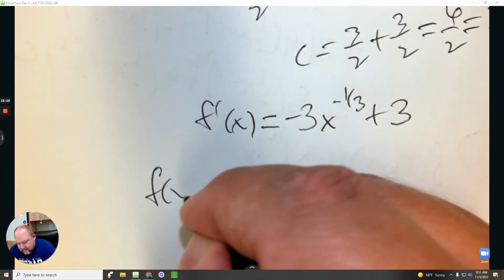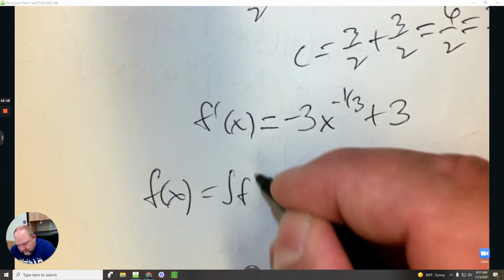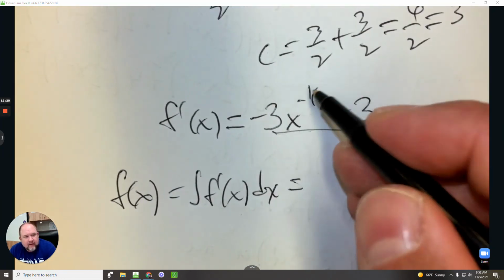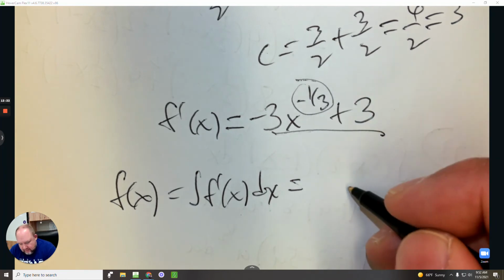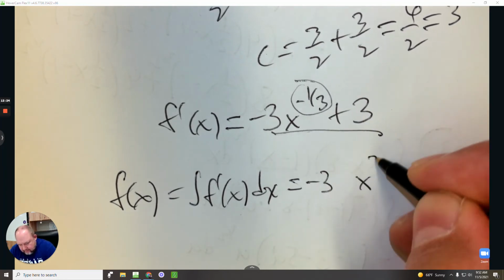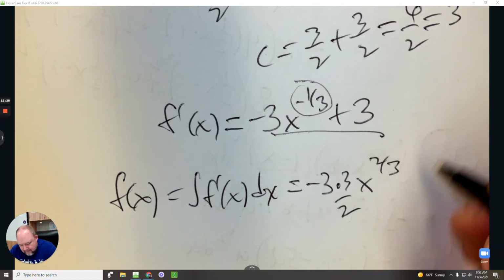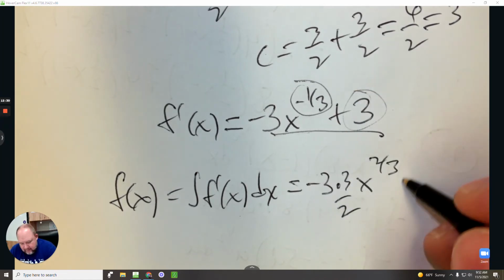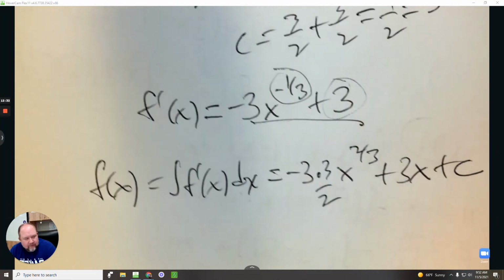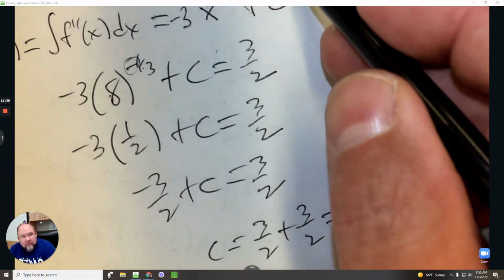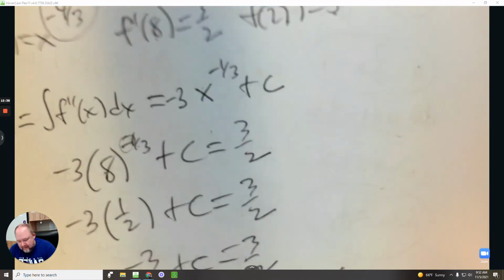To find f at x, I integrate the first derivative, this. So I'm going to add 1, that's positive 2/3. I'm going to leave a little space. And then instead of dividing, times the reciprocal, the antiderivative of 3 is just 3x, and then the constant. I'm going to plug in what I know. So I know 27 and 5.